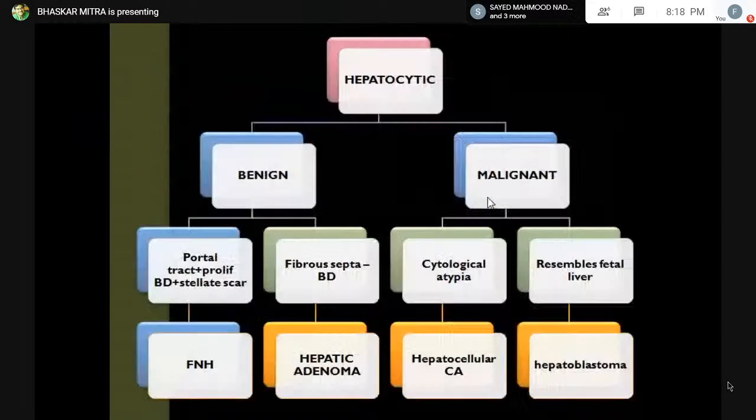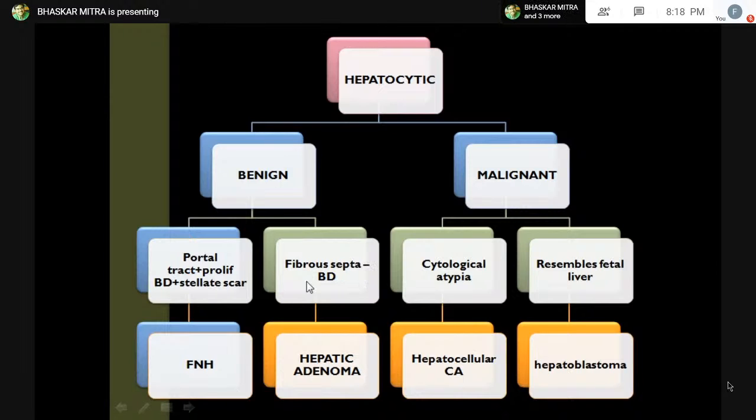These are the things. Now, dividing this into a flow chart, if we see a hepatocytic proliferation, is this a benign hepatocytic proliferation or a malignant one? If it is a benign hepatocytic proliferation with the presence of portal tracts and proliferated bile ducts at the periphery, with the stellate scar, we consider this a focal nodular hyperplasia.